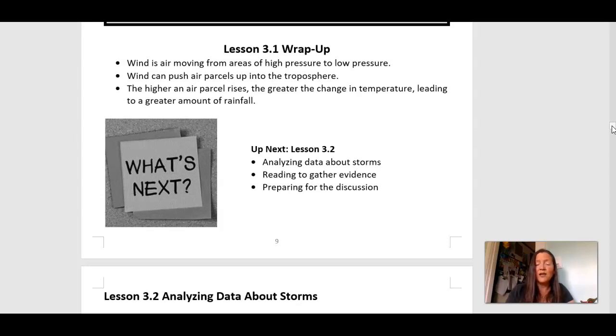We're going to analyze some more evidence and some more data, and then we're going to get ready to organize our thoughts for our discussion, which is coming later this week.